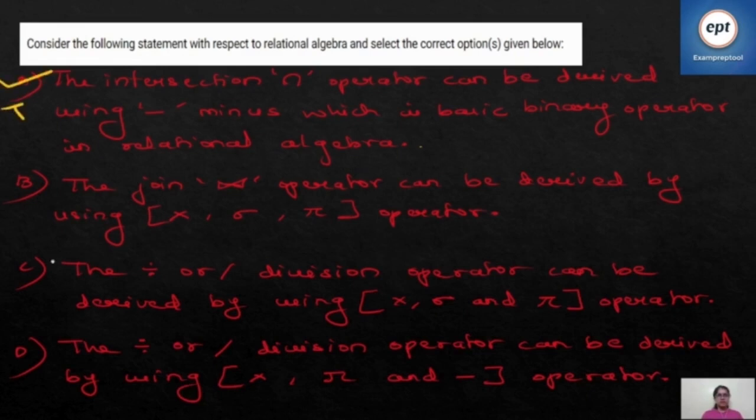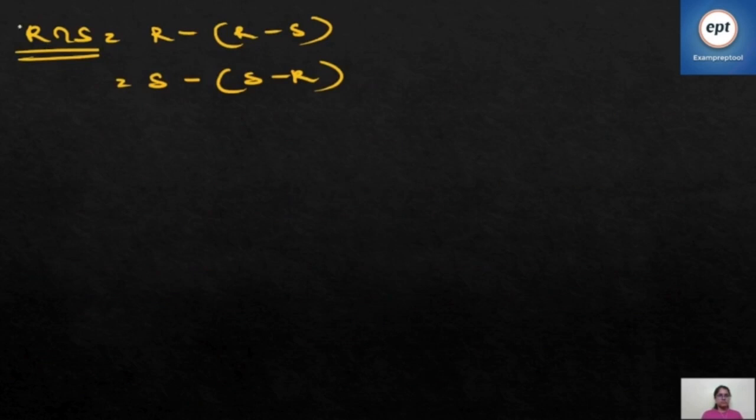This is the correct answer. Now let's verify option B. The join operator can be derived using cross product, selection and projection. This is the cross product, this is the selection operator, and this is the projection operator. Can we say that the join operator requires all these three? Let's check. That was the reasoning for A; now let's do the reasoning for B.